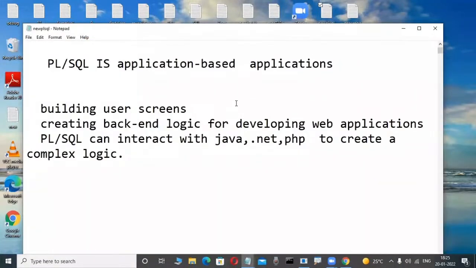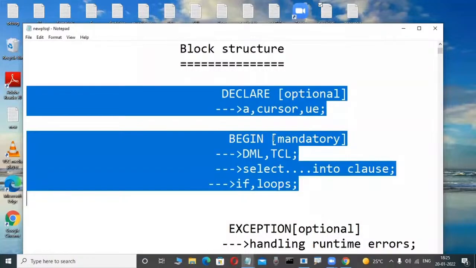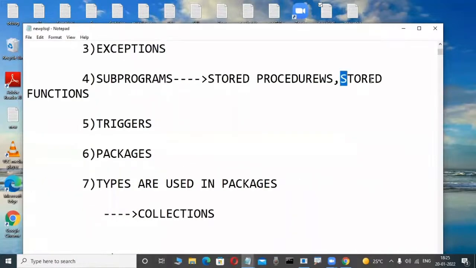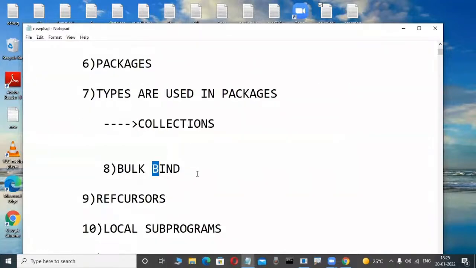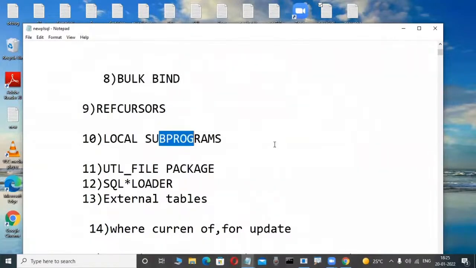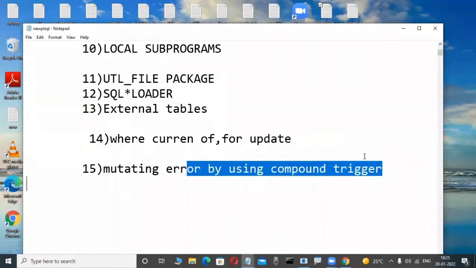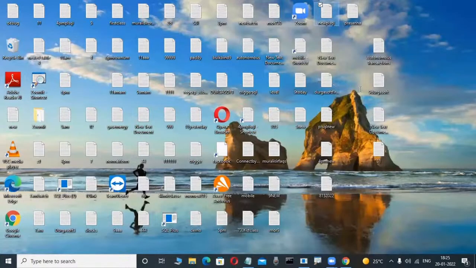PL/SQL means this type of little bit of coding you are writing here. In PL/SQL there are cursors, exceptions, stored procedures, stored functions, triggers, packages, types, collections, bulk bind, ref cursors, local subprograms, UTL_FILE packages, SQL*Loader, external tables, so many things like this. So much syllabus is there.